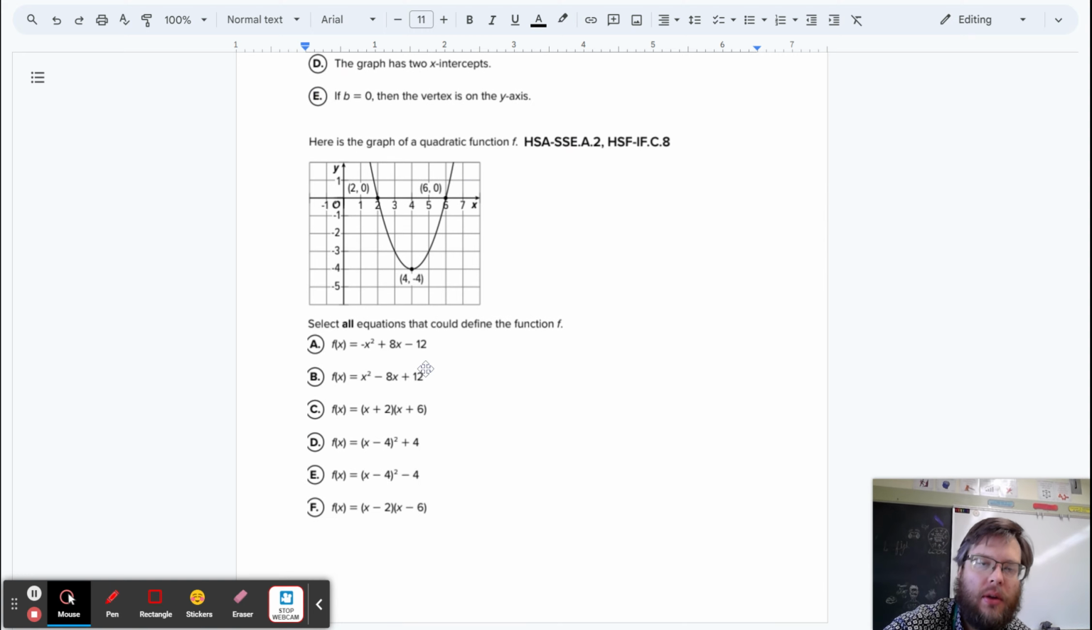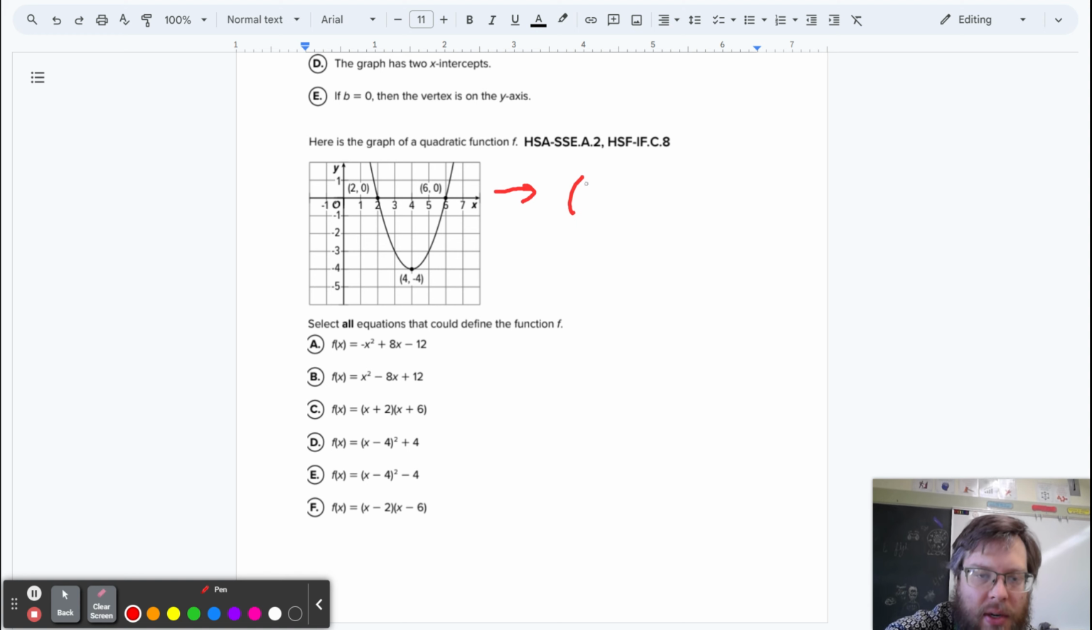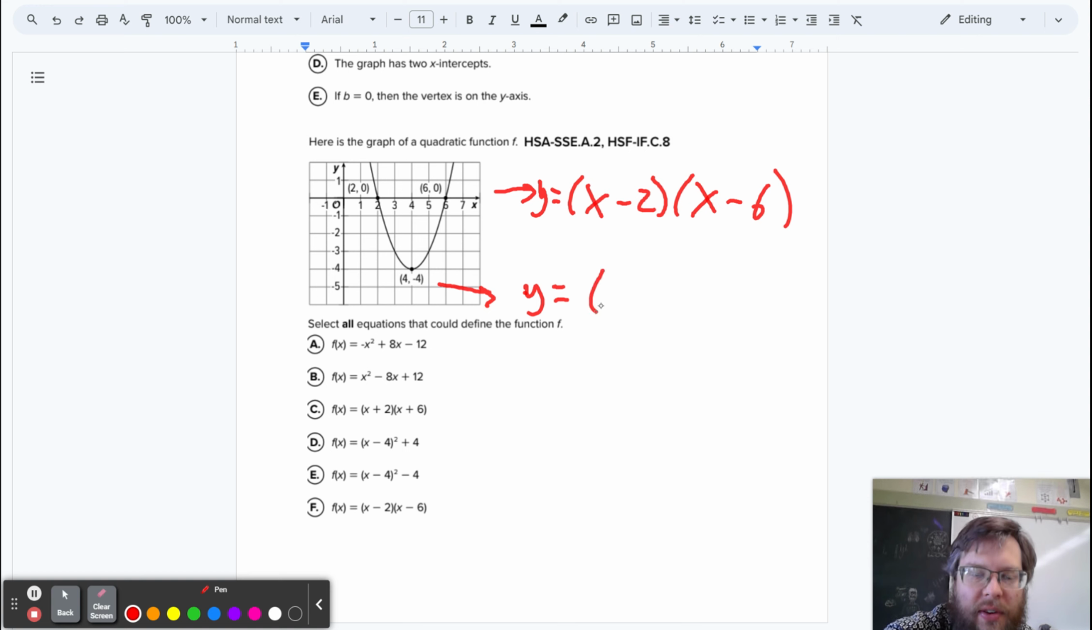We are almost done. Here's the graph of a quadratic function, and we have to figure out what could define it. Well, when I look at it here, I see 2 clues. I see the 2 x-intercepts. And when I look at the x-intercepts, I can write x minus 2 times x minus 6. When I look at the vertex, I see a different clue. I can write, I guess I could put a y equals in front of it. When I look at the vertex, I can say x minus 4 squared minus 4.